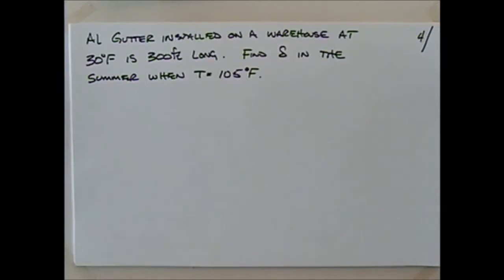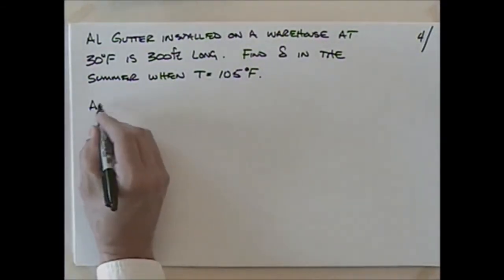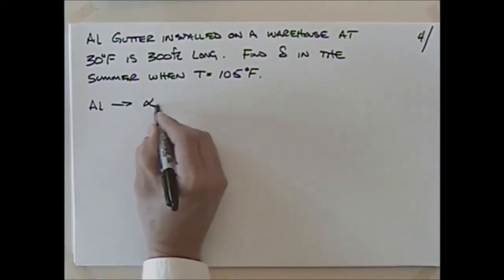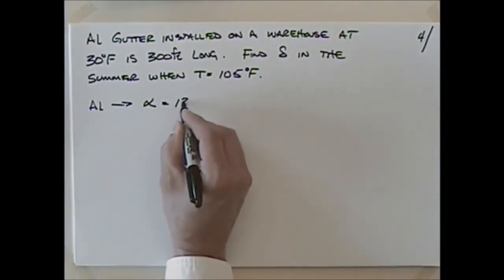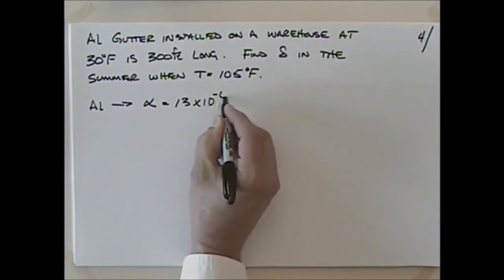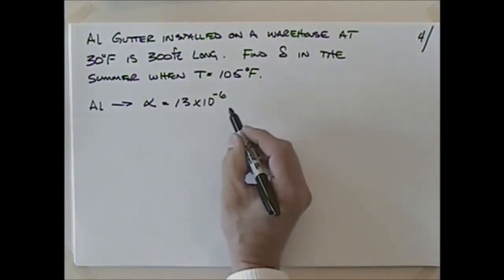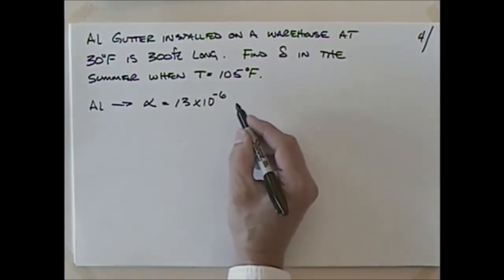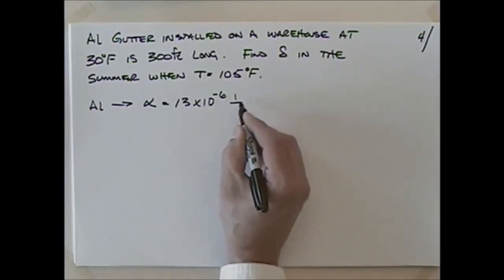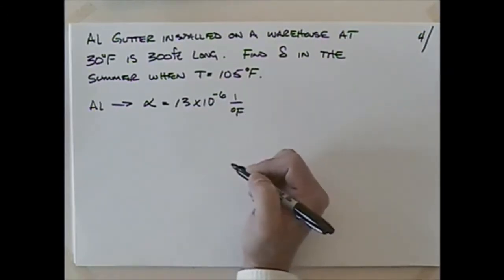We've got this aluminum gutter installed on a warehouse at 30 degrees Fahrenheit. The warehouse, we're told, is 300 feet long, so we put the gutter on there. We'd like to find the delta, the change in dimension, in the summertime when it warms up to 105 degrees Fahrenheit. We're told that for aluminum, we'll take alpha, as I mentioned earlier, as 13 times 10 to the minus 6. It doesn't change very much with aluminum alloys, so we'd probably be pretty good with that. And that will then be 1 over degrees Fahrenheit.